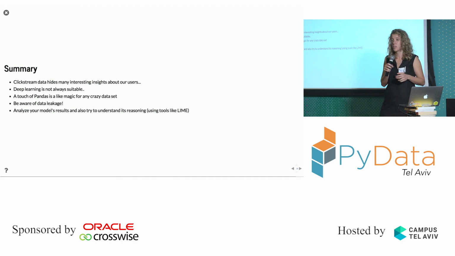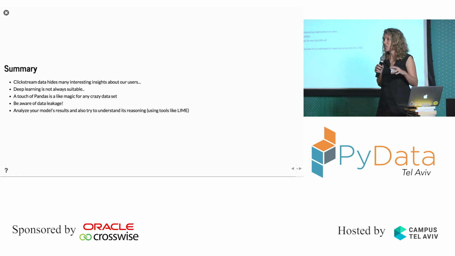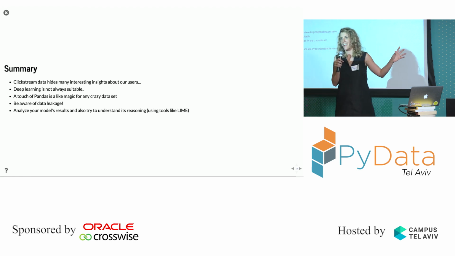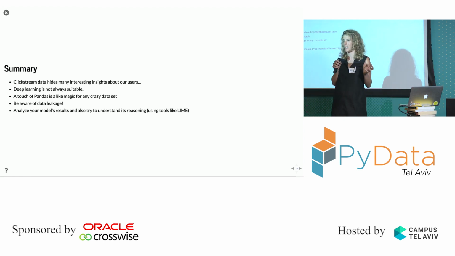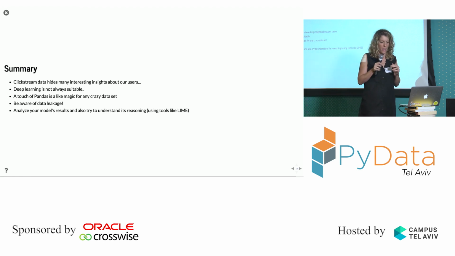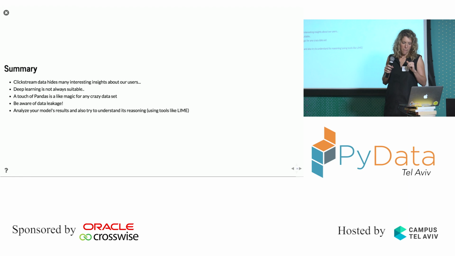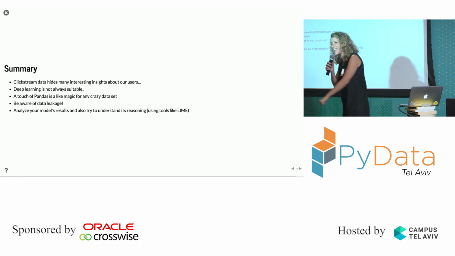You can see that you can do many cool things with Pandas and very efficient things, even on a large data set. And you need to always be aware of the fact that data leakage is out there coming to get you. And you need to always try to understand your model and its decision using different tools. Even looking at the feature importance can be very valuable. And the last thing is, well, that's it. I said everything. Okay, so thank you very much.